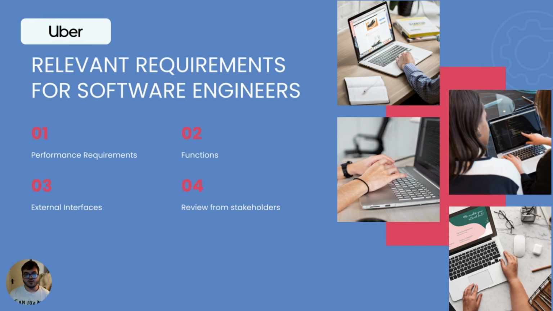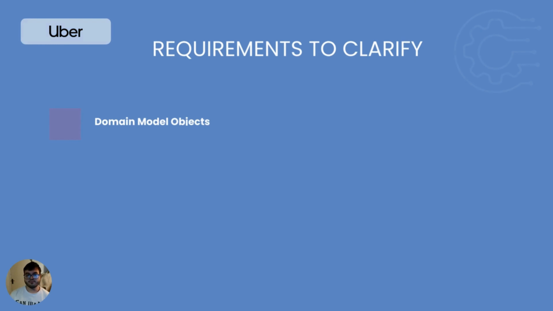As a software engineer, I believe there are 4 relevant requirements to the role. Performance requirements are highly relevant as they must ensure a minimum number of users can be supported. Functions, such as enabling user registration and authentication, are extremely important as well. External interfaces, such as the popular Jira platform, are key to allow engineers to properly manage their projects. Review from stakeholders makes everyone happy throughout the development cycle.